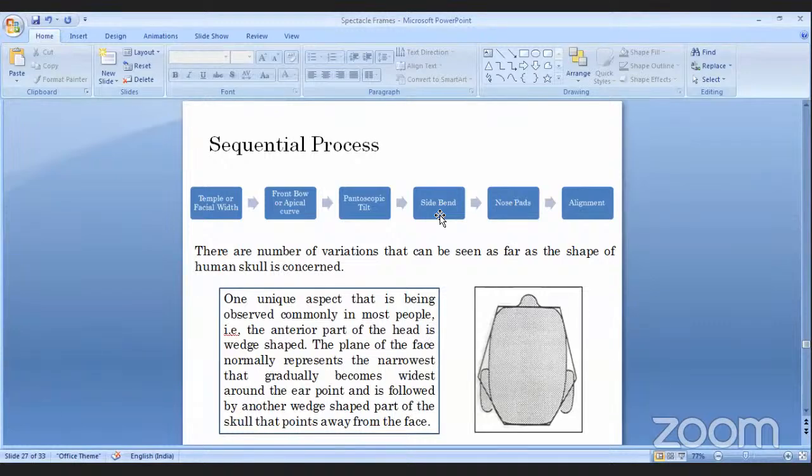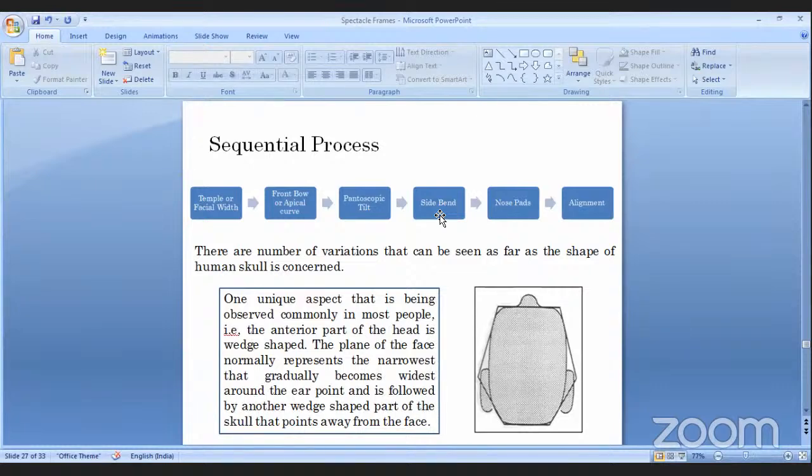And finally, you need to check the standard alignment for the frame. On a tabletop, there is a 4-point contact method of ascertaining the standard alignment. This is how you should check the fitting on the wearer's face.